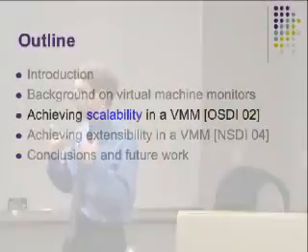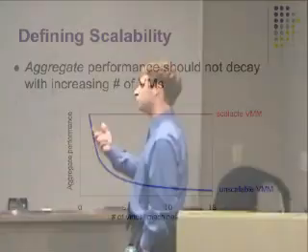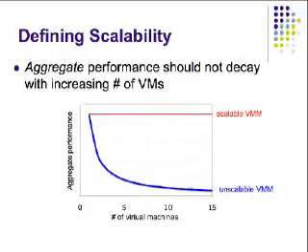So at a high level, the goals of Denali are we want to retain the good aspects of virtual machine monitors. So we want to have the efficiency and isolation and legacy operating system support that traditional virtual machine monitors have had. But at the same time, we want to add scalability and extensibility to push the boundaries of what virtual machine systems can do. So in the next sections of the talk, I will discuss how we achieve scalability and extensibility in the Denali virtual machine monitor.